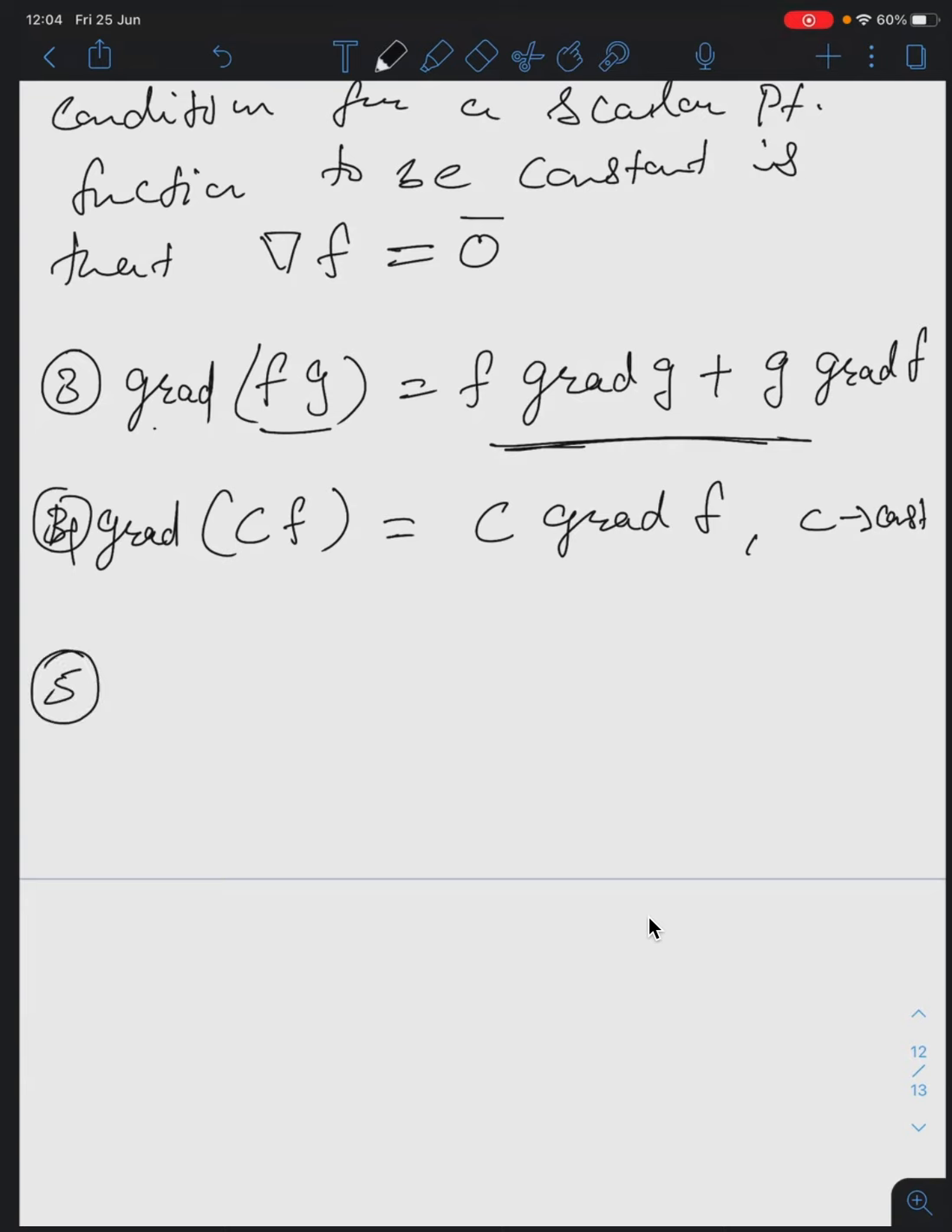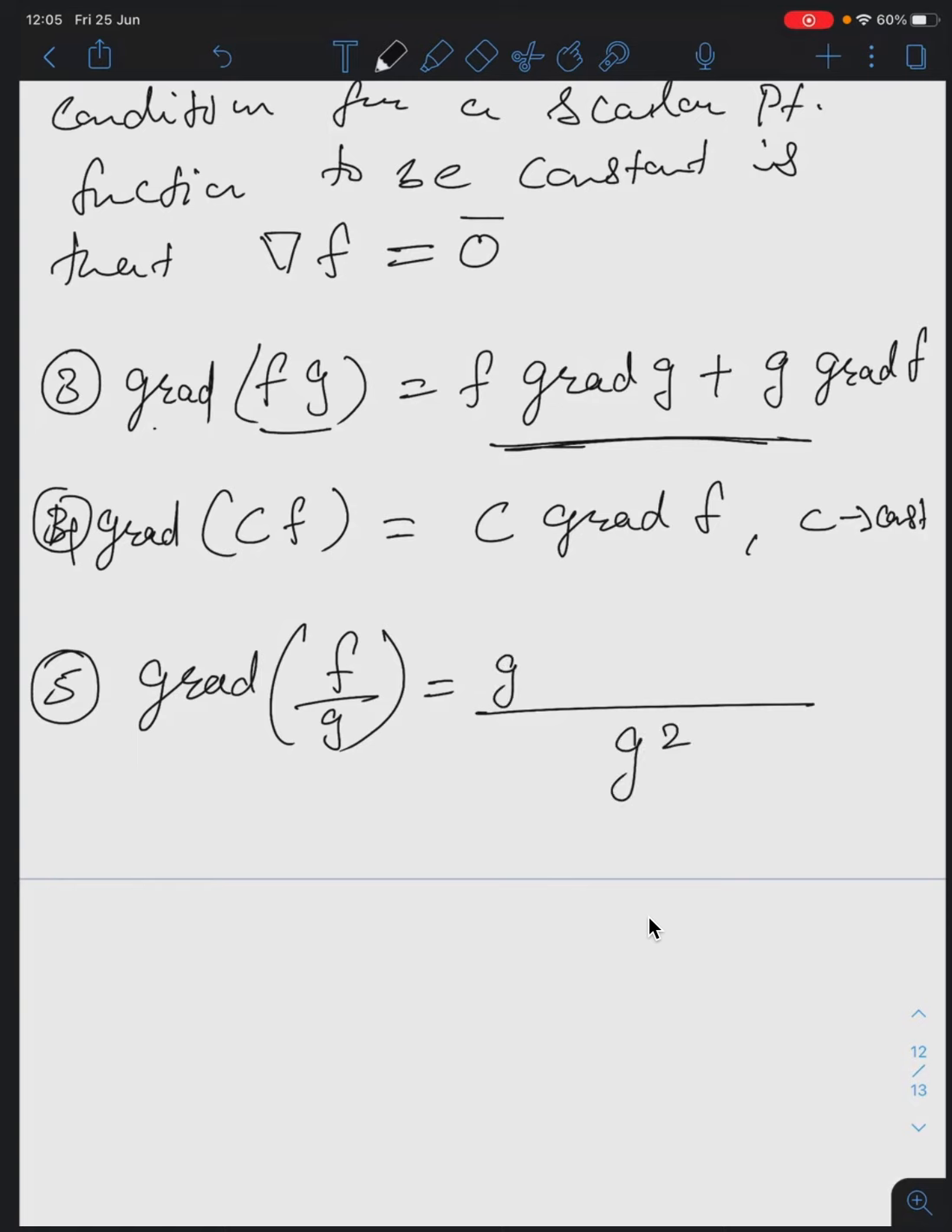Next one, you can divide also. Gradient of f by g. This result will be the same as, as I told you, this operator del, grade means del operator only. So this operator del possesses all the properties of the differentiation operator also. If I write d of f by g with the ordinary differentiation operator, you would have written g square in the denominator, g into df minus f into dg.